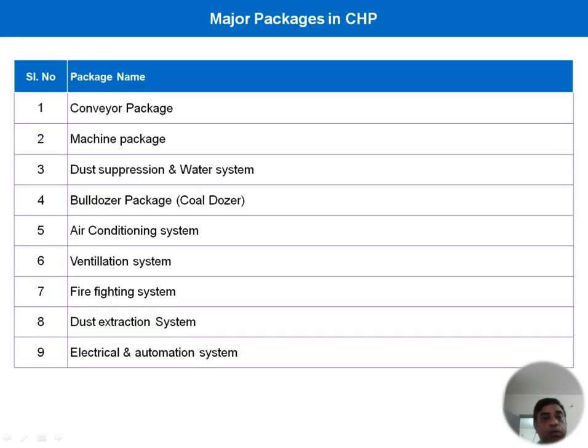These are the major packages of a coal handling plant: conveyor package, machine package, dust separation system, water system, bulldozer package, air conditioning system, ventilation system, firefighting system, dust extraction system, and finally electrical and automation system.